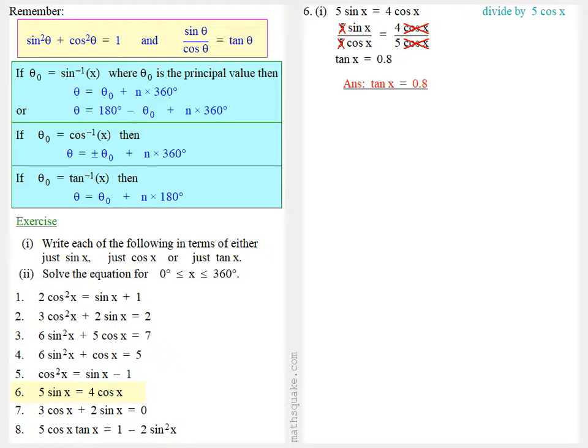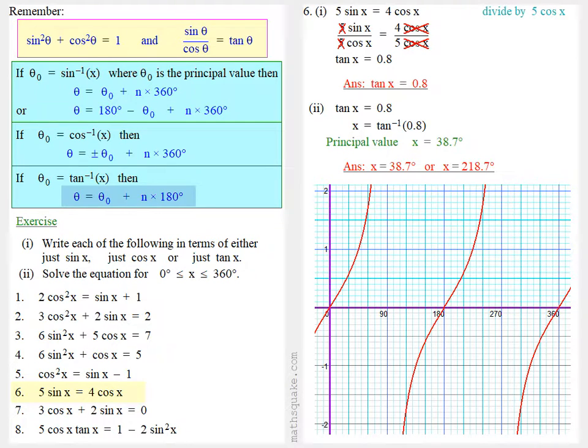Now in the second part we want to find the values of x between 0 and 360 degrees. So we start with tan x equals 0.8 and we take the inverse tangent. And that gives us a principal value for x of 38.7 degrees. Now, the general solution is 38.7 degrees plus n times 180. So we can also have n is equal to 1, which means x can take the values 38.7 degrees or 218.7 degrees.